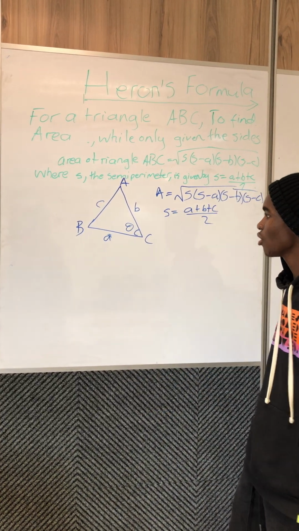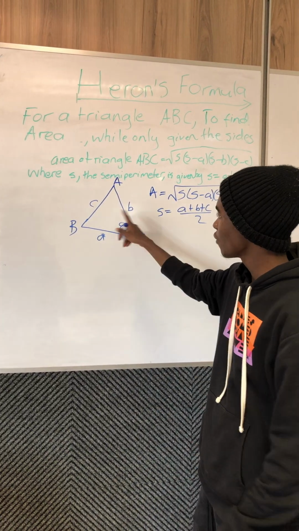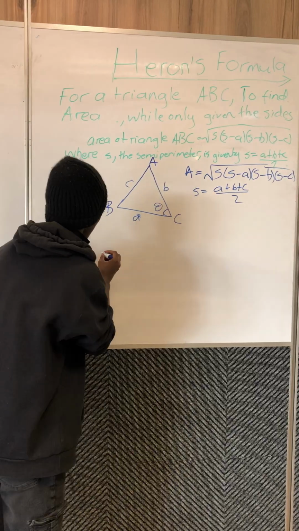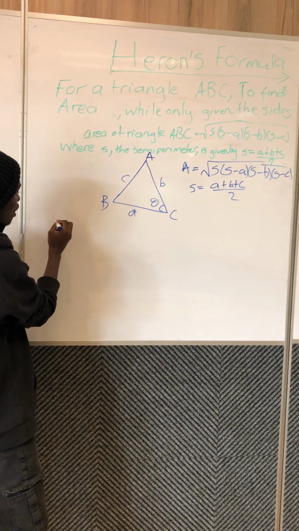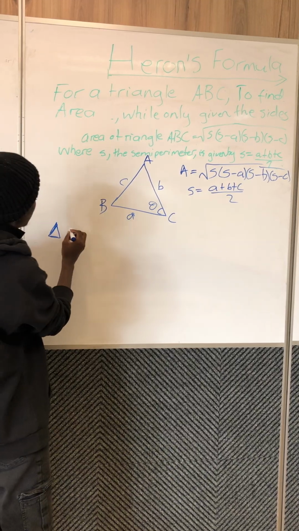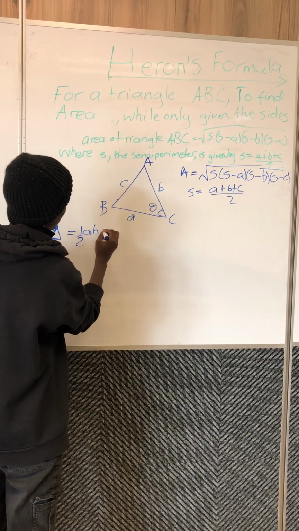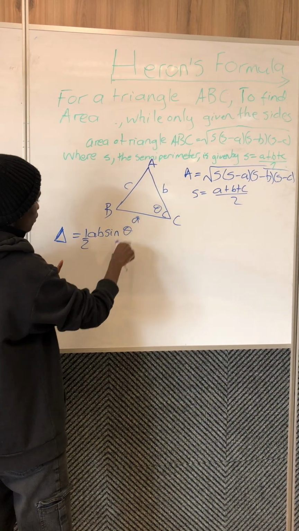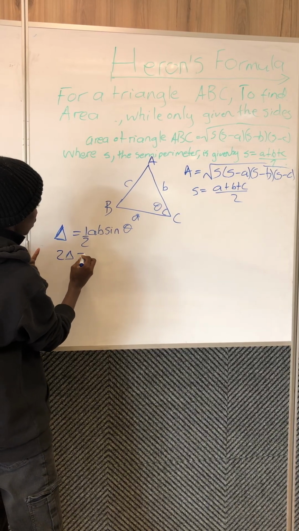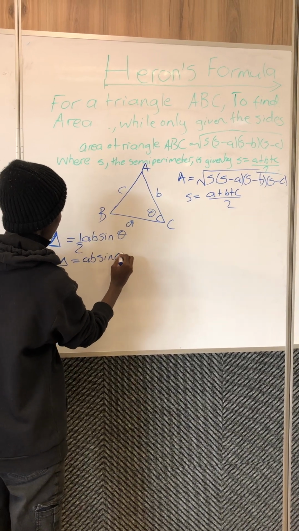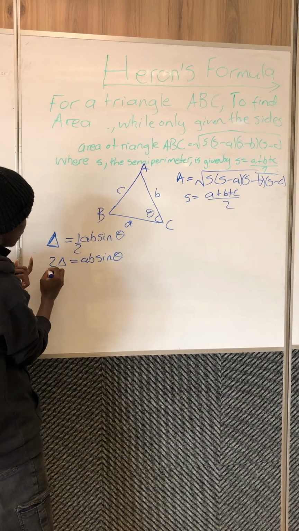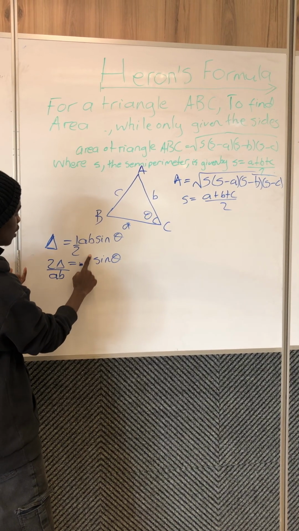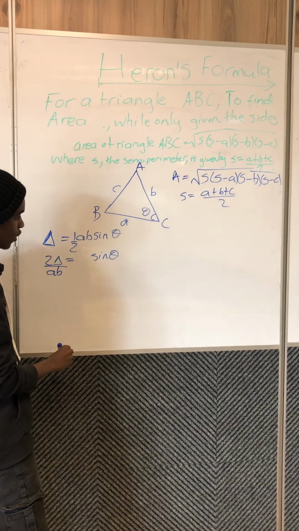So let's kickstart our proof. First of all, to find the area of a triangle, when we are given two sides and the angle between them, theta, we say that the area of a triangle, which we can refer to as delta, is equal to half AB sine theta, where theta is the angle in between. So from this we can get 2 delta is equal to AB sine theta. And we can divide by AB so that 2 delta divided by AB is equal to sine theta. So this is our first equation which we are going to consider.